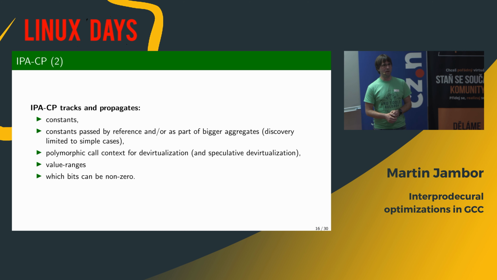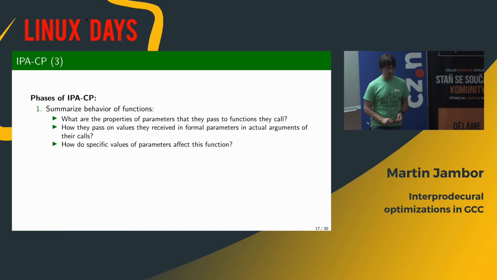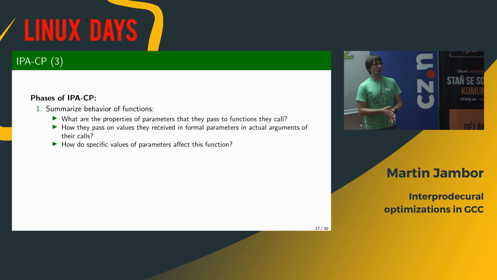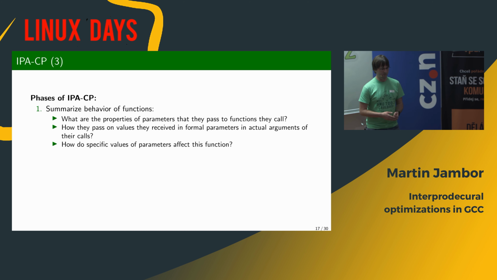Value range, for example, is mostly important when we know that some pointer is not 0, and then we can eliminate null checks in various functions. And the last one is important for alignment. If we know that the last 2 bits have to be 0, then we know the alignment of a pointer, for example. The algorithm, again, on the high level is not very important.